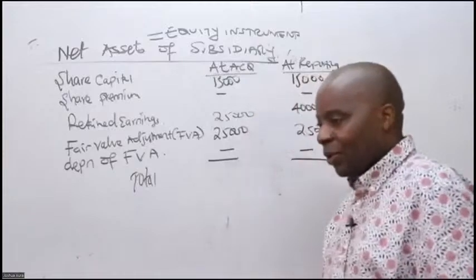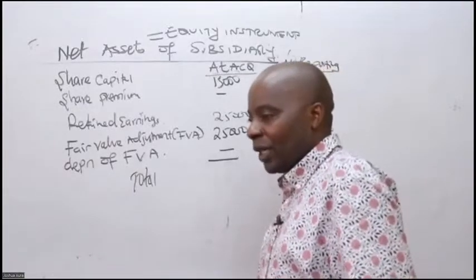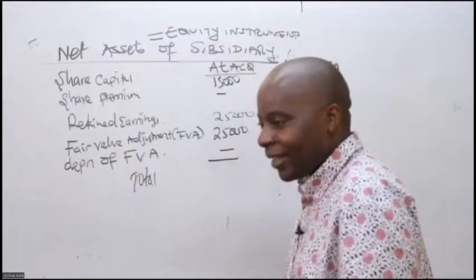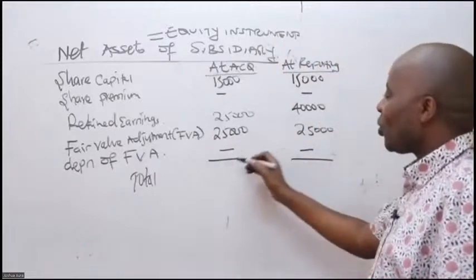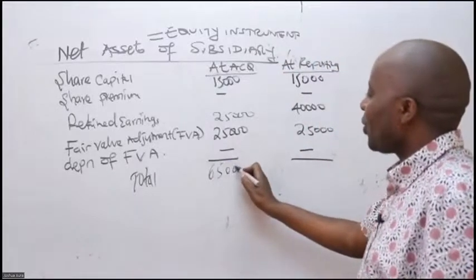This is a BDA class because we don't answer them very fast. Of course, they will run away. So in this case here, the total is 65,000.